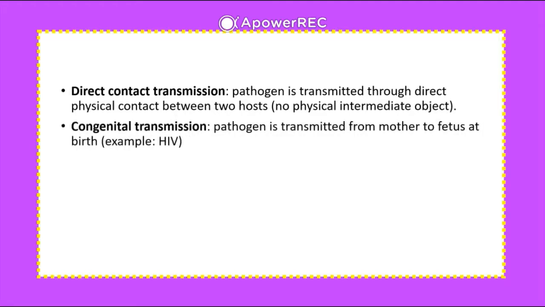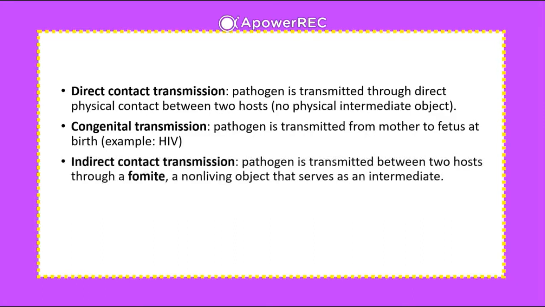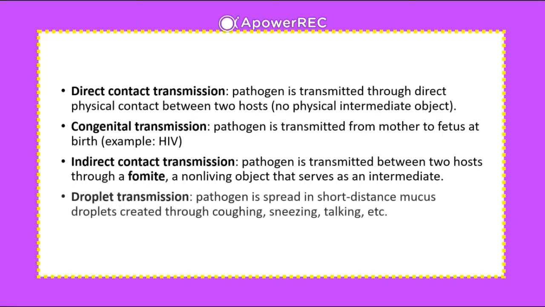There can also be congenital transmission, where the pathogen is transmitted from the mother to the fetus. An example of this is HIV. And then we have indirect contact transmission, which is what direct contact transmission is not, which means that there's some sort of an intermediate inanimate source, such as a fomite. And we can also have droplet transmission, where the pathogen is spread a short distance in mucus droplets created through coughing, sneezing, talking, etc.